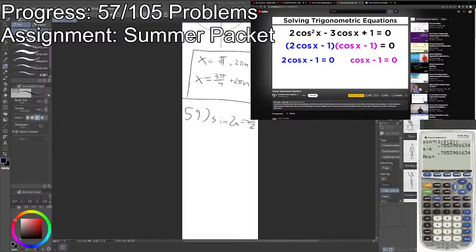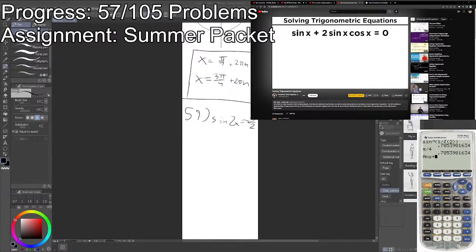Now, as we know, each of these binomials can be set equal to 0, giving us 2 cosine x equals 1, or cosine x equals 1/2, and then cosine x equals 1. Well, where does cosine equal 1/2? That would be at 1/3 pi and 5/3 pi. Where does cosine equal 1? At 0. So the solutions are 0, 1/3 pi, and 5/3 pi.